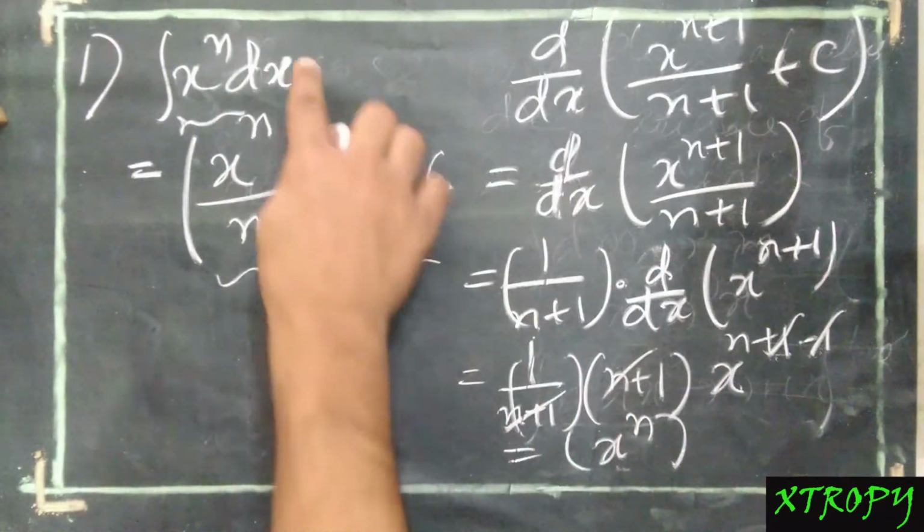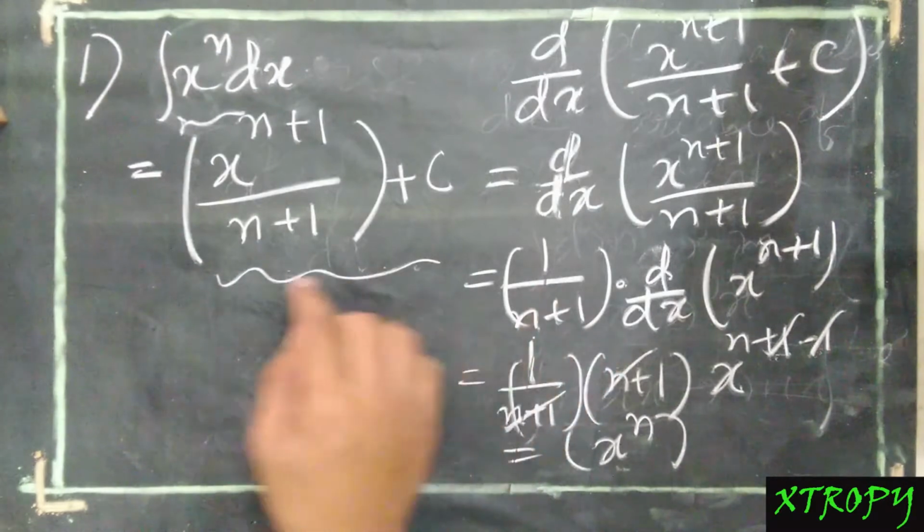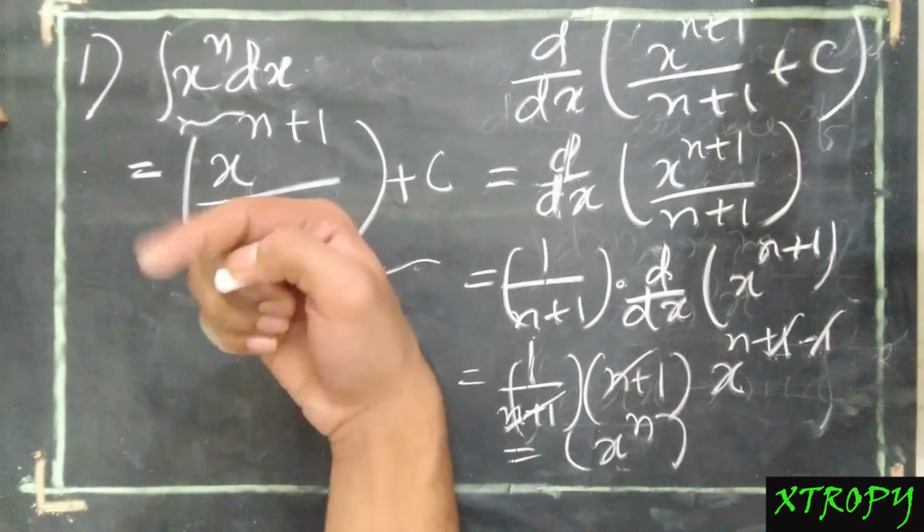This is a method to check if your integration is correct or not. You differentiate your result and if you find the original one, you have done it correctly.